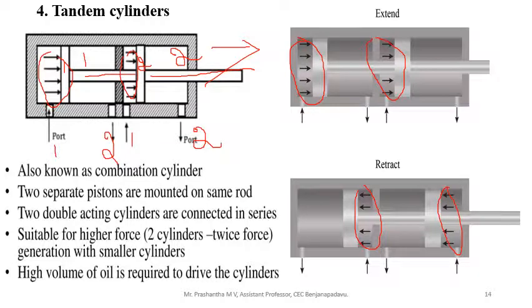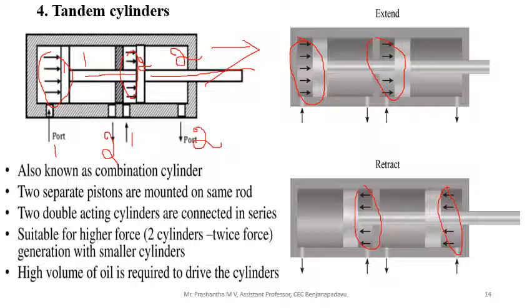Tandem cylinders are also called a combination of cylinders. Here more than one cylinder is attached in series. Two separate pistons are mounted on the same connecting rod, meaning piston rod. Two double acting cylinders are connected in series, and it is suitable for higher force applications. With small cylinders you can produce higher force. Two cylinders, so the force gets doubled.